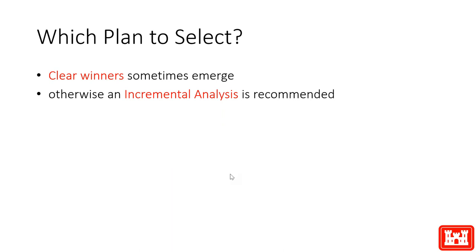Earlier along in the CRIDA process, some of the early steps have us identifying our project's climate-related vulnerabilities and formulating a set of possible adaptation plans to mitigate against those vulnerabilities. The obvious next question then for us is which plan should we select? I'll argue that sometimes a clear winner will emerge, but usually an incremental analysis is helpful.